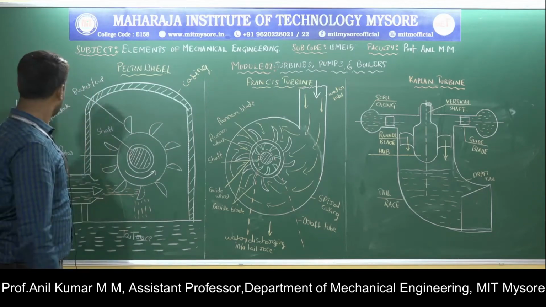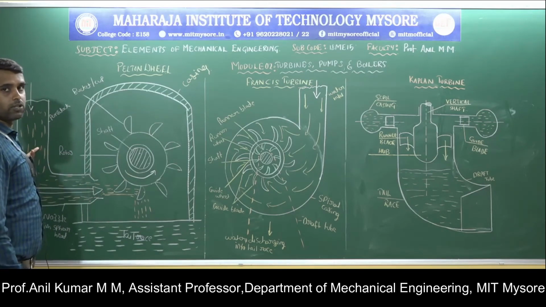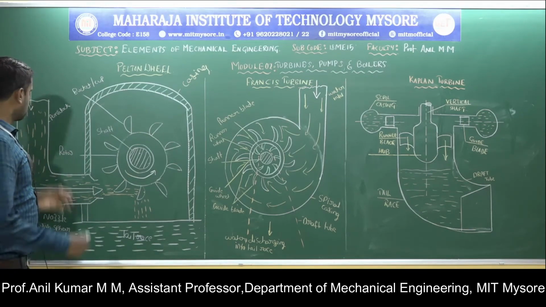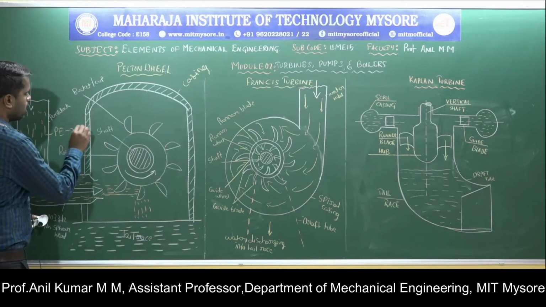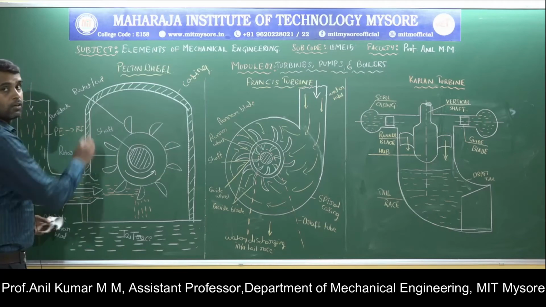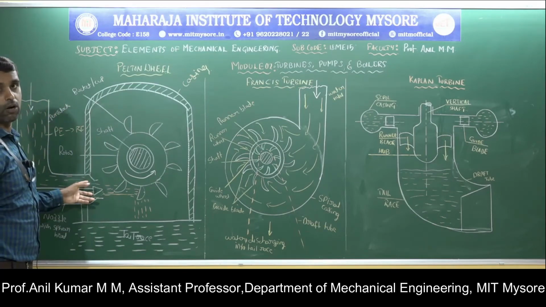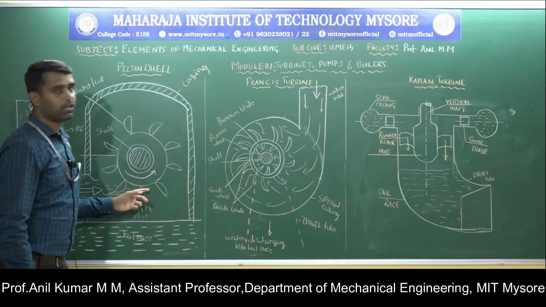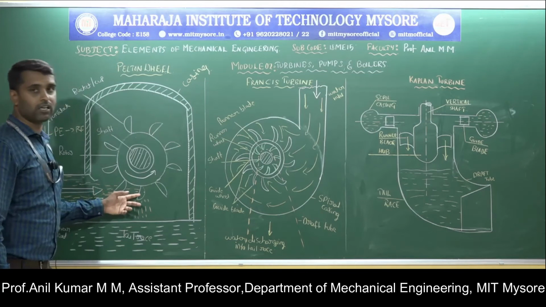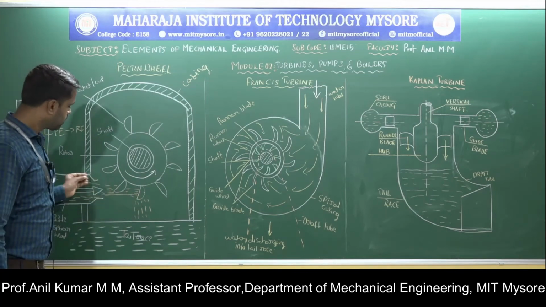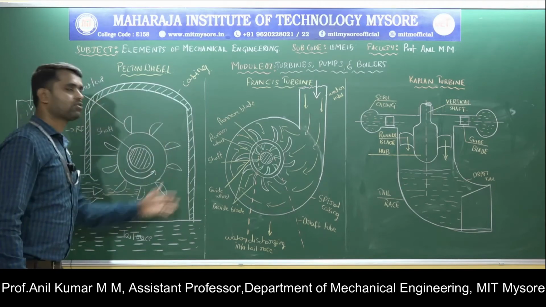Initially, the water from the reservoir enters the nozzle through the penstock. In that nozzle, the potential energy of the water gets converted into kinetic energy. So a high velocity jet of water comes out from the nozzle and flows over the turbine blades. When that high velocity jet strikes the buckets tangentially, an impulsive force acts. That impulsive force pushes the buckets to rotate.